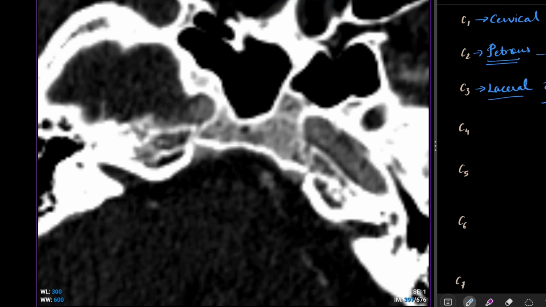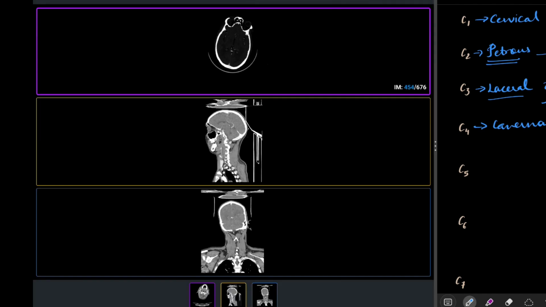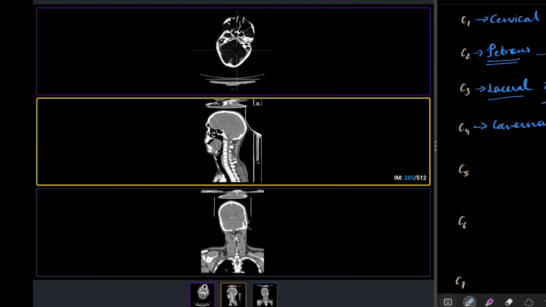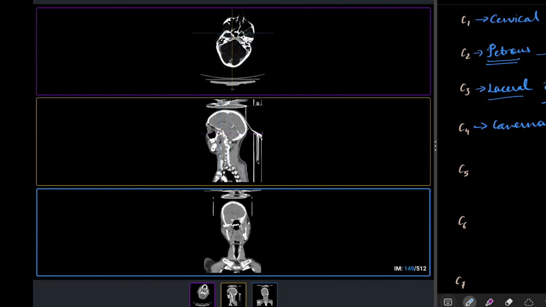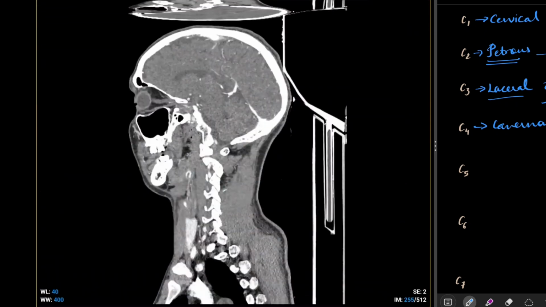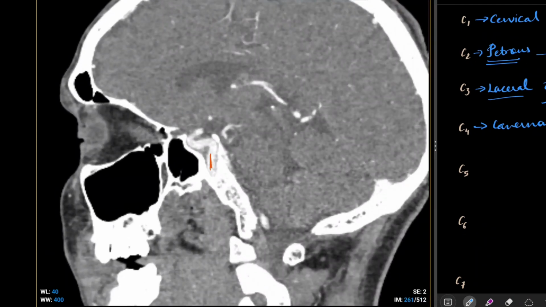What is essentially important is that the cavernous segment can be called as having five segments, based upon its course, which we cannot see properly on this axial section, but it will be better seen on the sagittal. So let's trace the artery in the sagittal section. So yeah, the artery present over here. This is the internal carotid artery, which is seen exiting from the foramen lacerum.